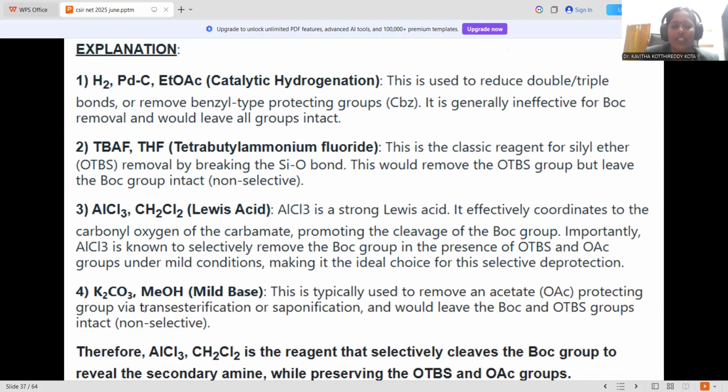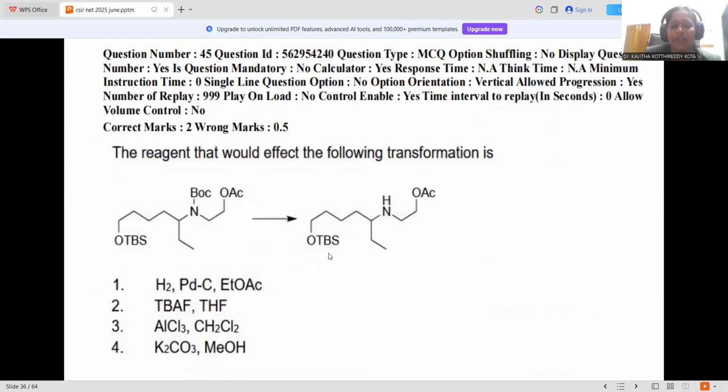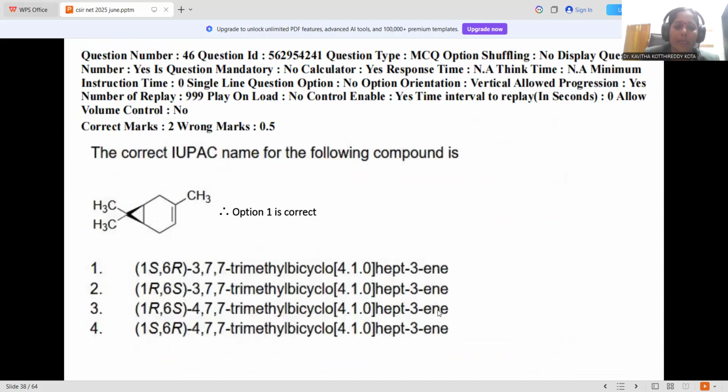The usage of potassium carbonate and methanol is a base, more specific for the removal of OAc. But within the compound, if you observe OAc, after the reaction also we got OAc once again. So you need not use potassium carbonate. The only provision to use is AlCl3, CH2Cl2. For question number 45, option 3 will be the correct answer to deprotect BOC. Let me go with question number 46.